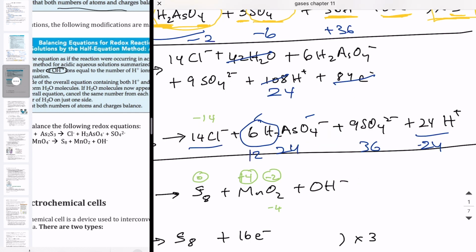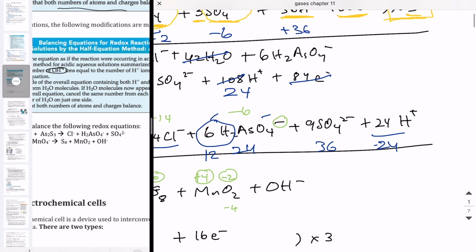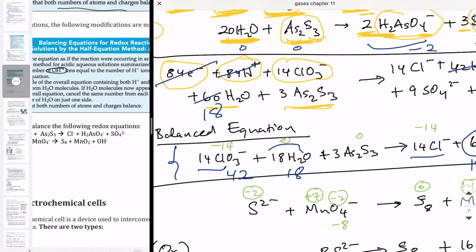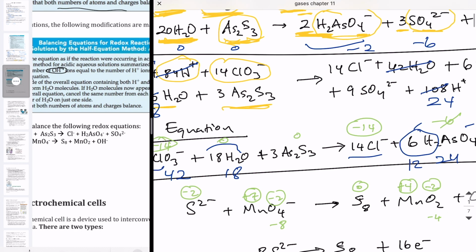We have this H2AsO4 minus, okay, so there is a minus there, so 6 of them, so that's negative 6. I have negative 2, there's 9 of that, so that's negative 18. And then I have positive 1, I have 24 of this, so that's positive 24. So 24, 18, 6 cancel away, so I'm left with negative 14 on the right as well. So negative 14, so that matches, okay? And that's the end of my balancing.